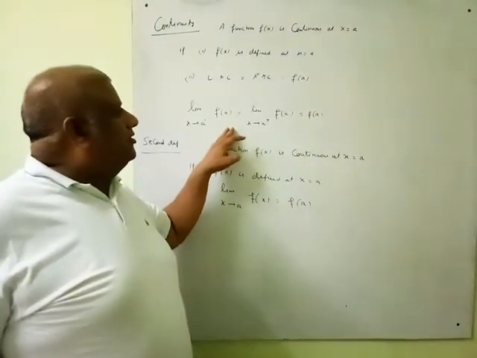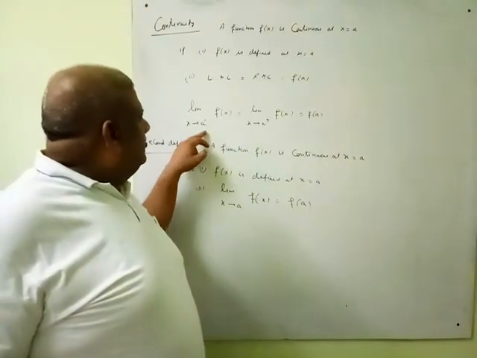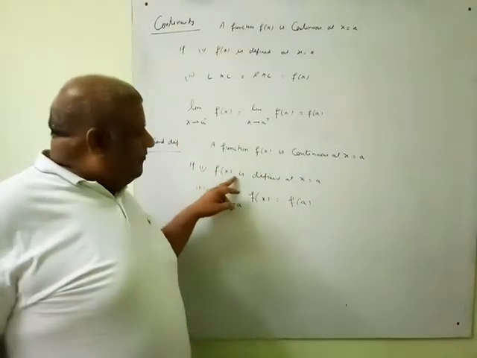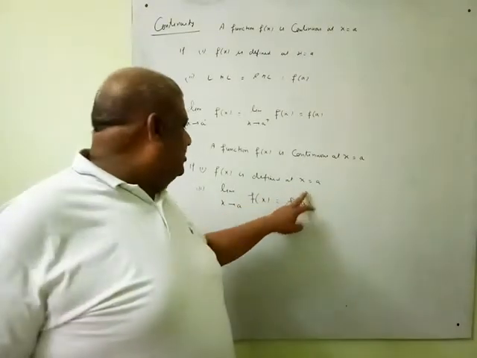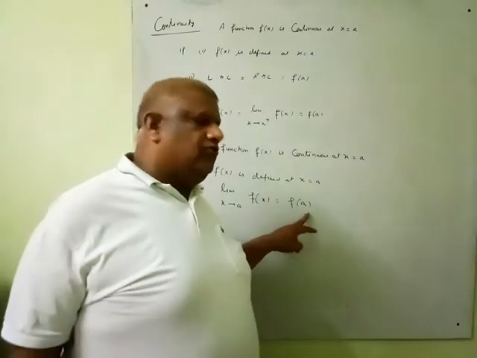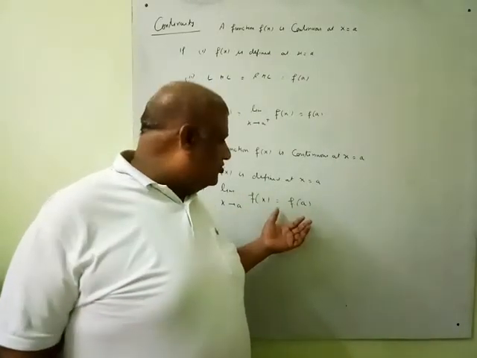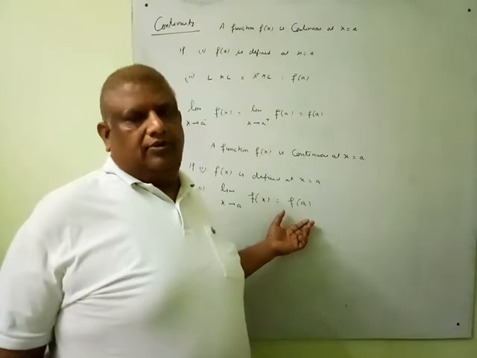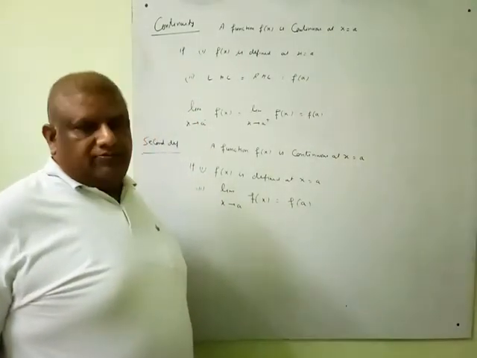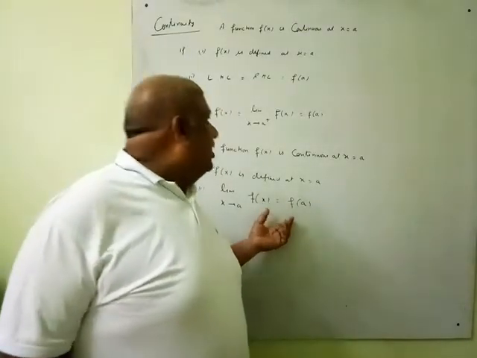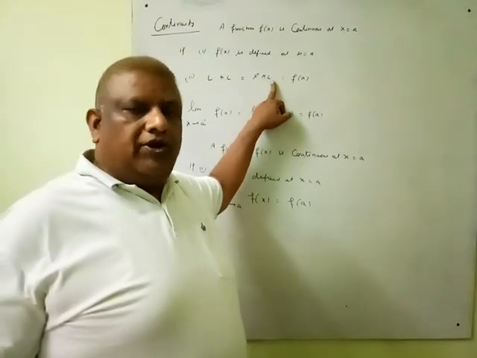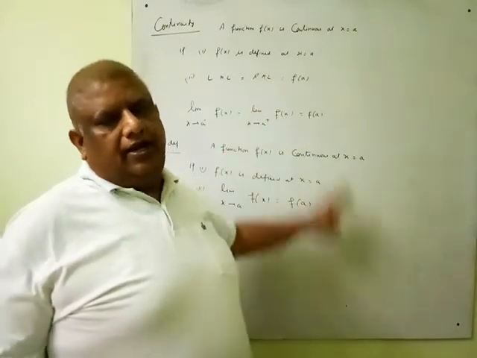We have one more definition. Function f(x) is continuous at x equal to a if f(x) is defined at x equal to a, same condition. Second, limit x tends to a, f(x) is equal to f(a). In some questions we apply this definition, where left hand limit and right hand limit are equal by observing. Otherwise we will apply the other definition. This is how to find out continuity of a function at any point.